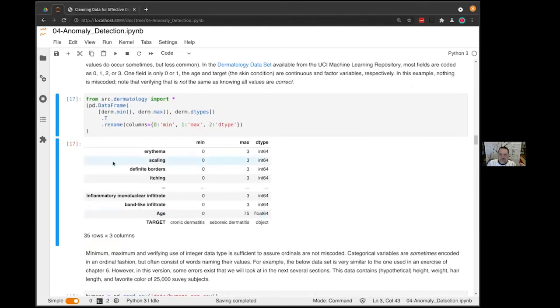And there's a bunch of those. There's 35 total, so 34 observed features. And then there's one particular diagnosis, which I'm calling target, and you can see a couple of examples like chronic dermatitis and seborrheic dermatitis, which are the final diagnoses the patients might have.